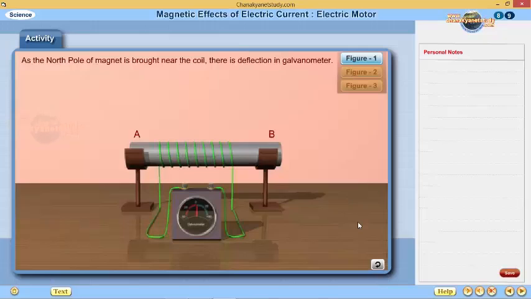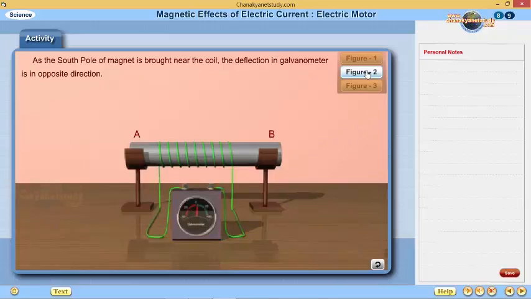Now repeat this with the south pole. Again observe the deflection. Note its direction. What will happen if instead of magnet, a coil is moved? If both coil and magnet are kept stationary, do you observe any deflection?